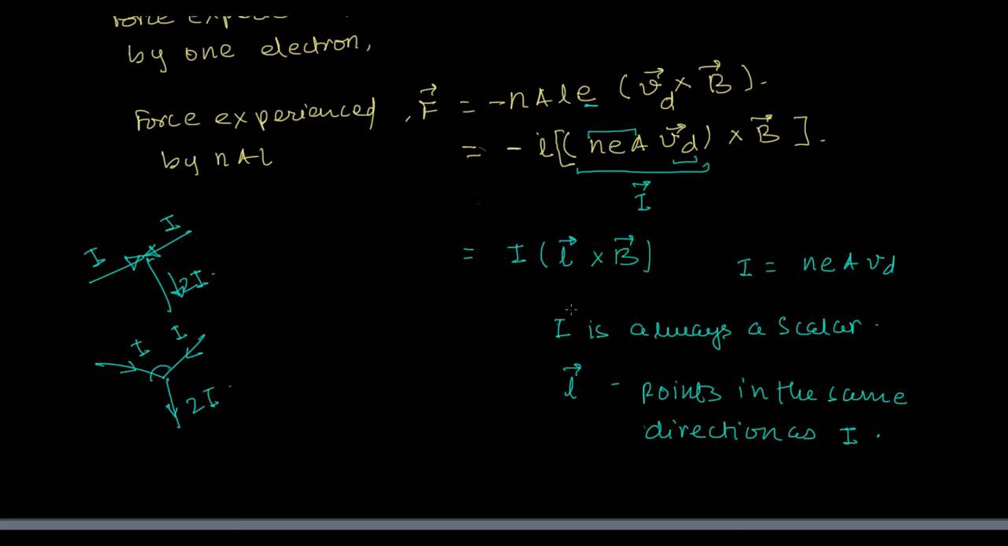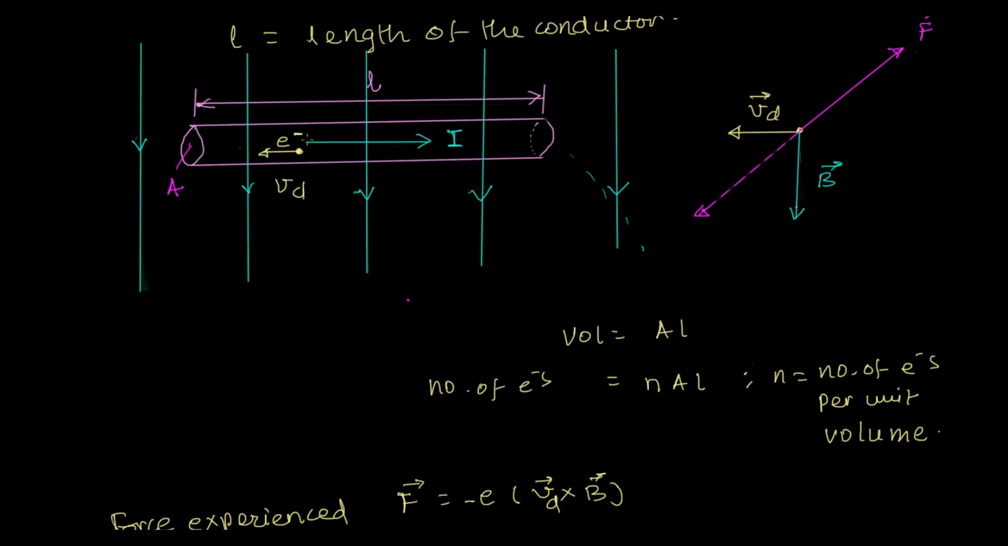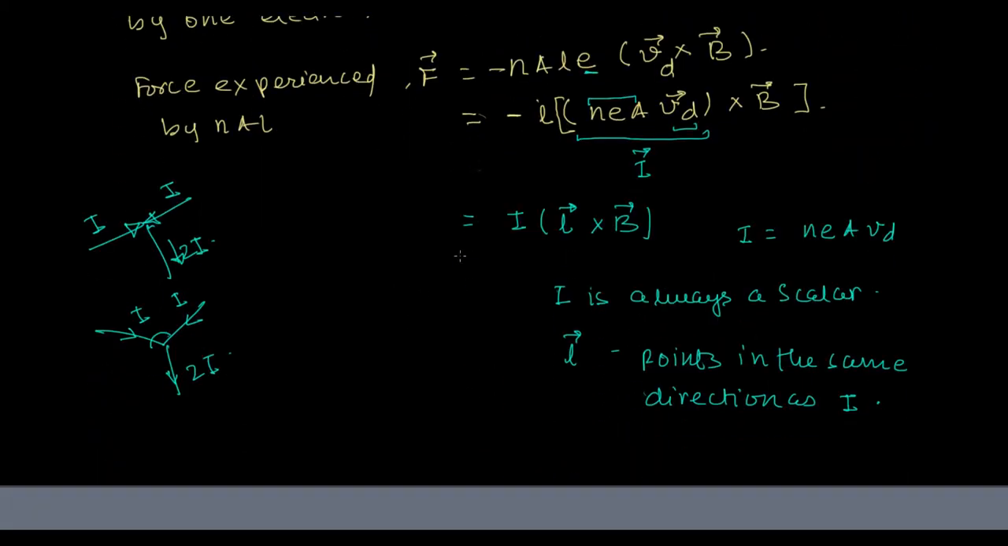But there is a trouble. We are not still out of the woods. See, the trouble is, this led to a force in this direction. You'll have to see what is the direction of the force, because there was a negative sign. So do I keep this negative sign? No. Why? Because the direction of VD and I are opposite. So it has already done that.